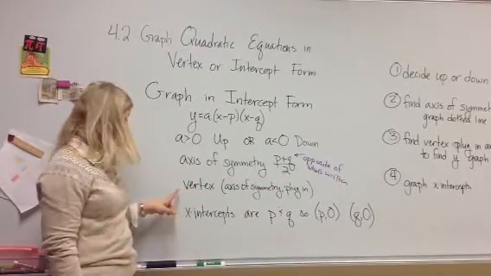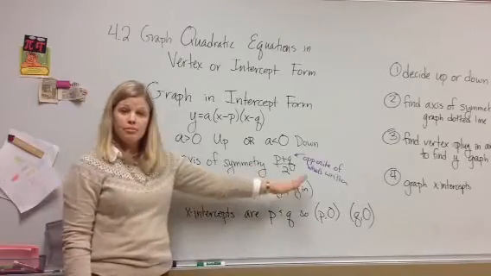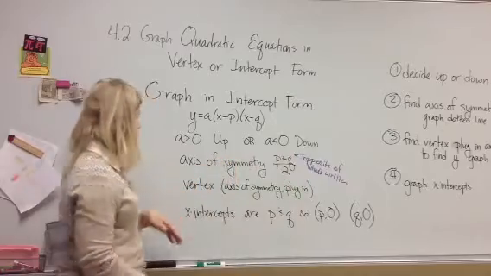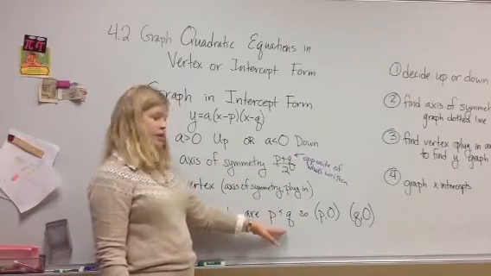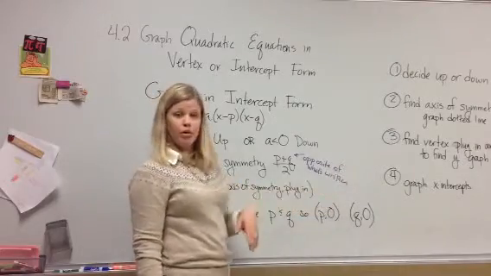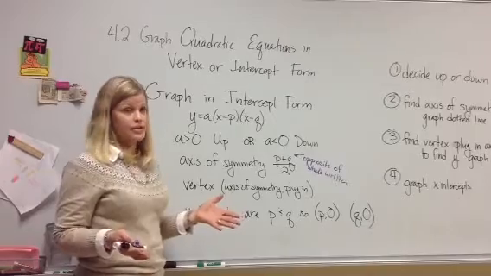This time, when you go to find your vertex, take whatever your axis of symmetry is, plug it in. We did that before with standard form. And then we've got this extra thing: the X intercepts are P and Q. So we get 2 more points just from that. We won't ever have to pick numbers for this.